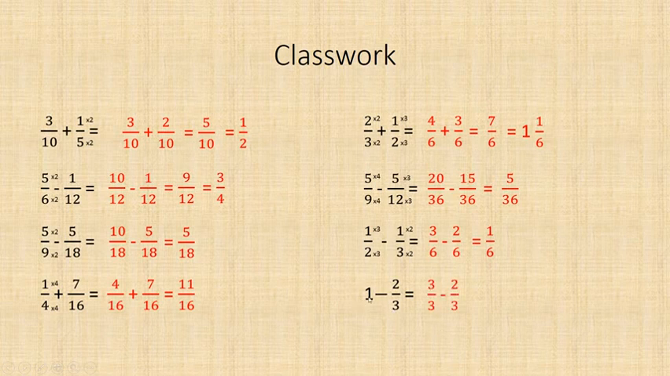I can play with this 1 whole to be any number over the same number, so I will make it easy for myself and change it to a number with the same denominator as the other fraction. So 3 over 3 here, this is the 1, minus 2 over 3, the same denominators. It's going to be 3 minus 2 equals 1 over 3, and this is the final answer.